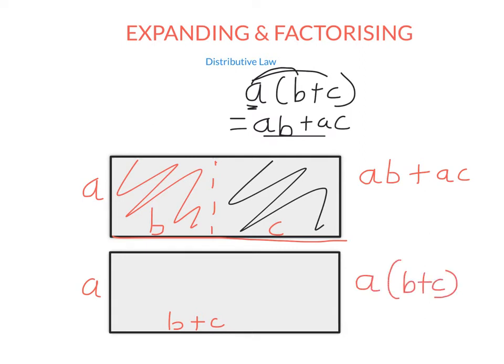Remember, if I'm timesing the width here by the length, I have to times this by all of this, okay? So this and this are both expressions of the area of the rectangle. Now, because the area of the rectangle is the same, because both rectangles are the same, then these two must be equal. And that's how we get our distributive law here. So let's look at some examples of expanding. Fortunately, it's very, very simple.